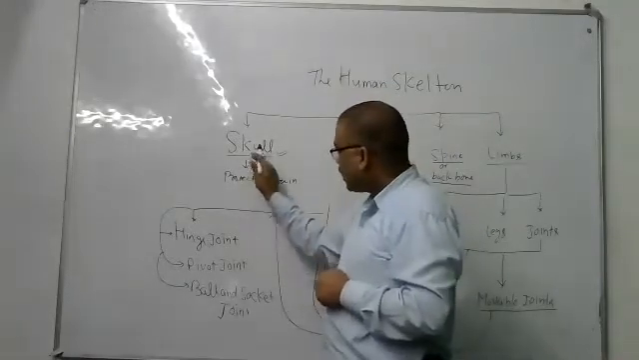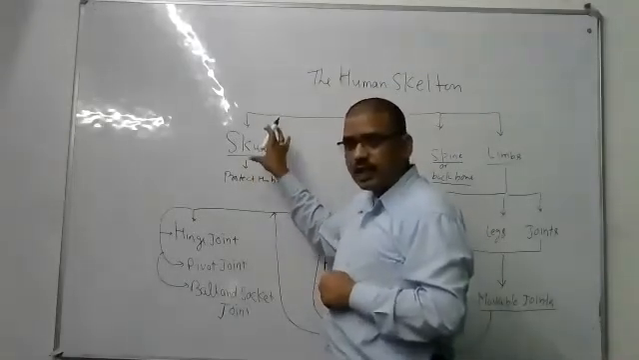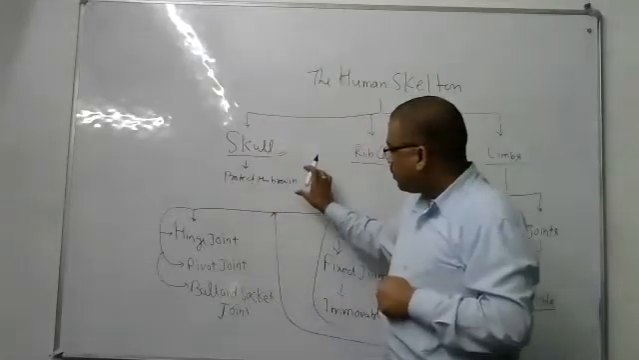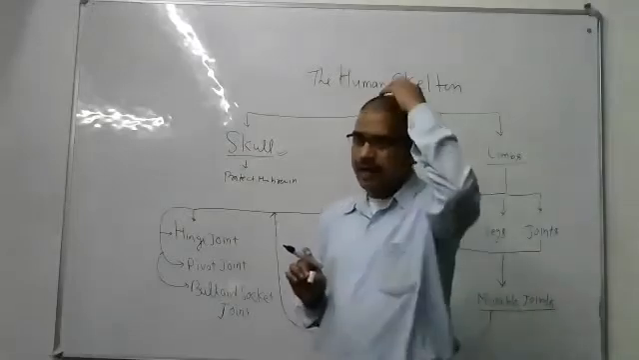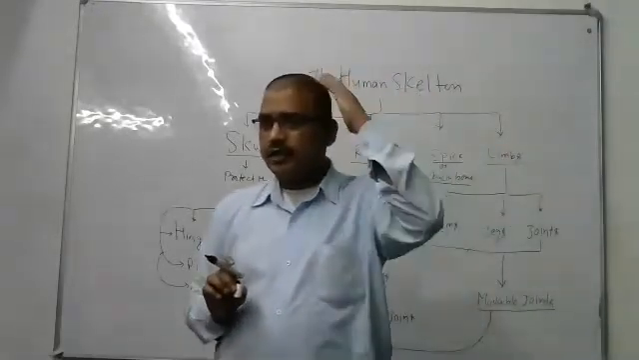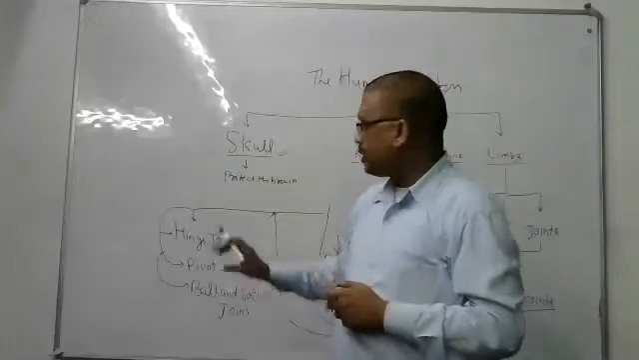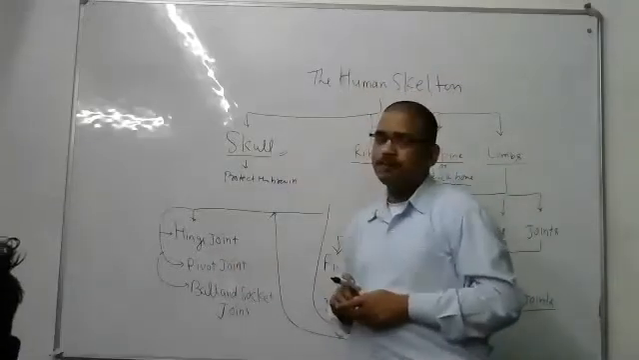Fine. Here, what happened with that skull? What does the skull basically do? It protects the brain. There is a brain inside this skull. That skull basically protects the brain.